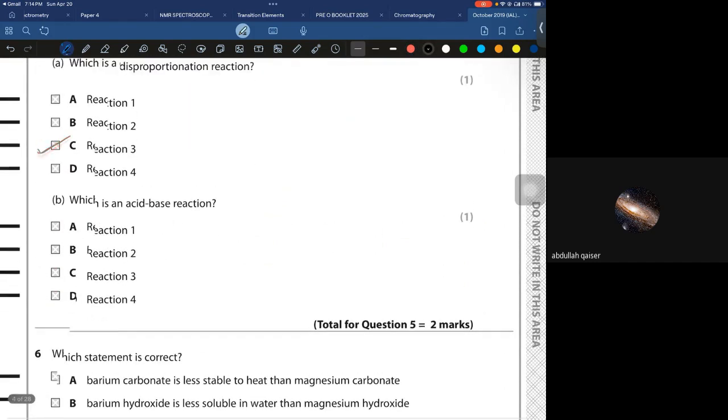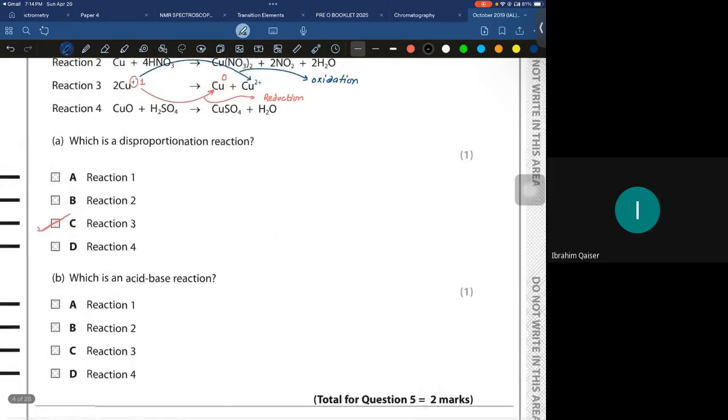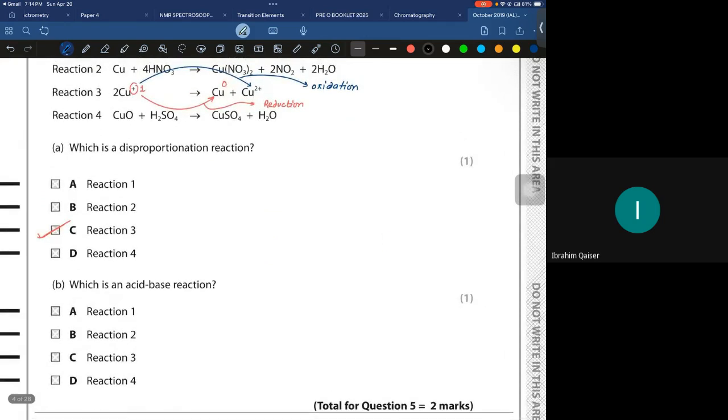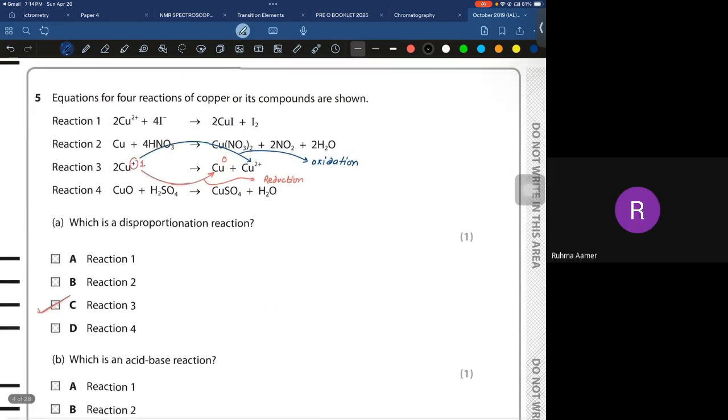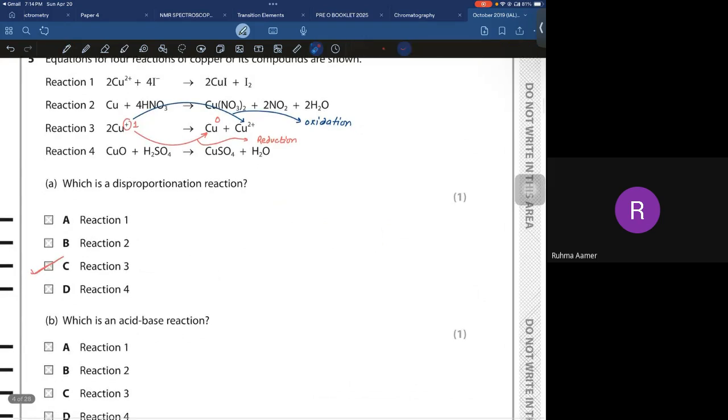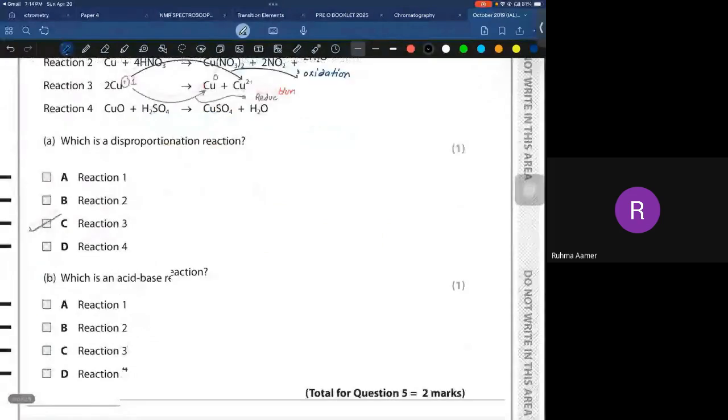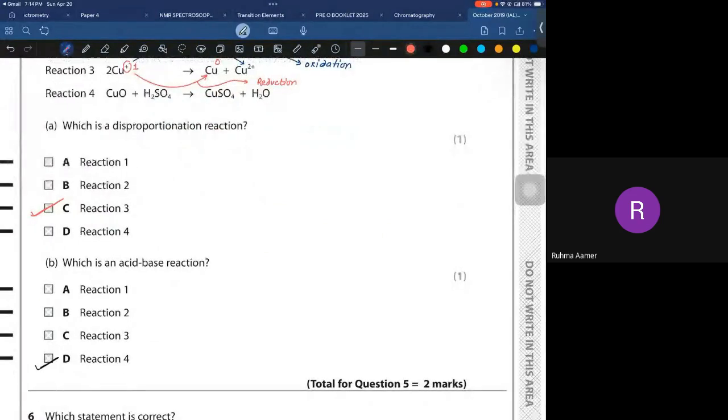Which is an acid-base reaction? D, like reaction 4. Why? Because copper oxide is a metal oxide and metal oxides are basic, and sulfuric acid is an acid. So it's an acid-base reaction. That's why D is correct.